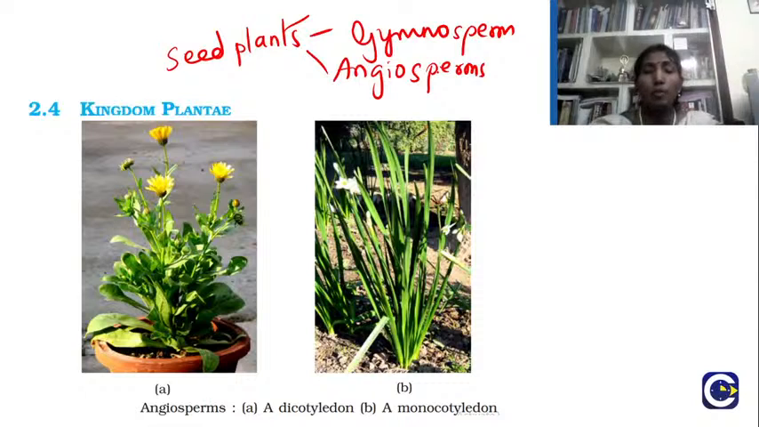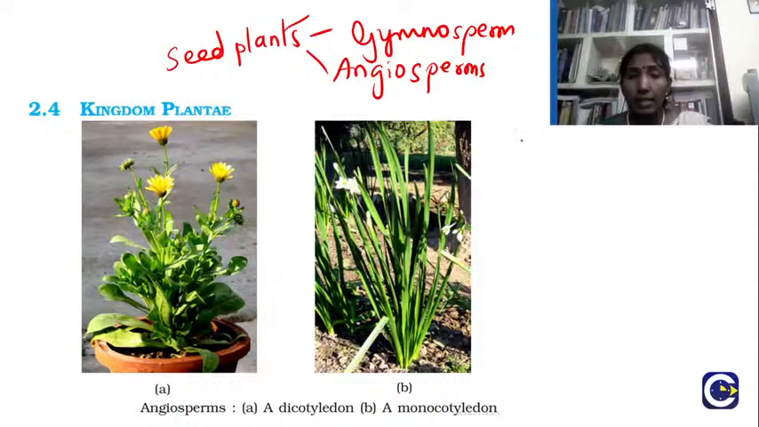When we say angiosperms, what do we say? The angiosperms are immediately divided into the monocots and the dicots, right? So when I say angiosperms, they have true vascular tissue. They are highly evolved plants.